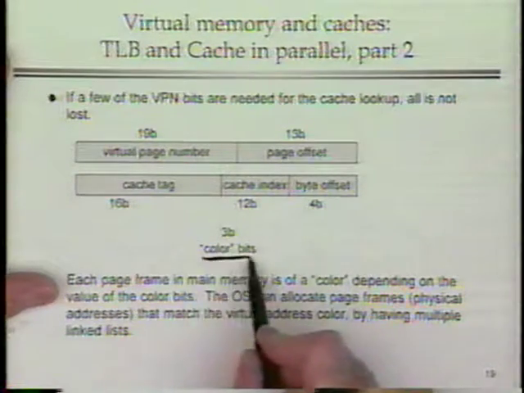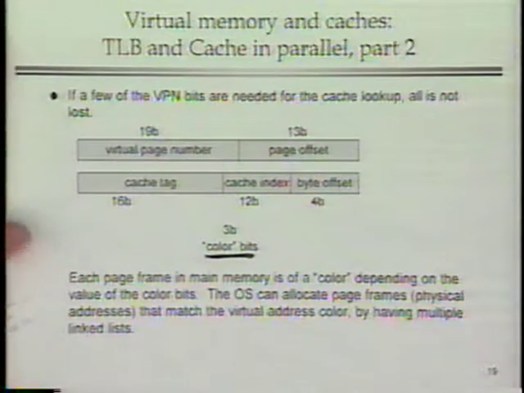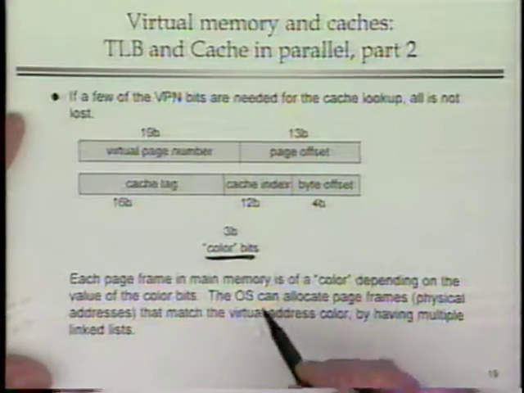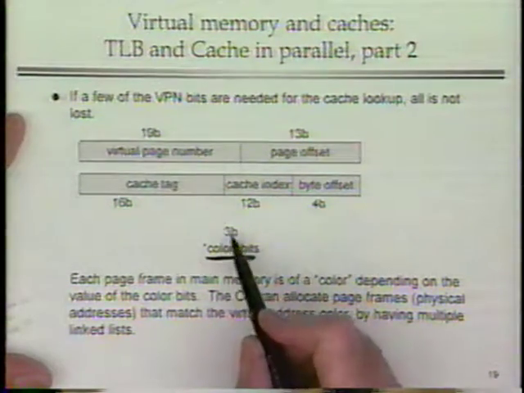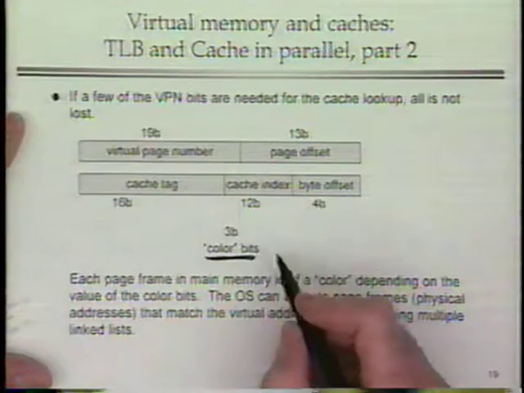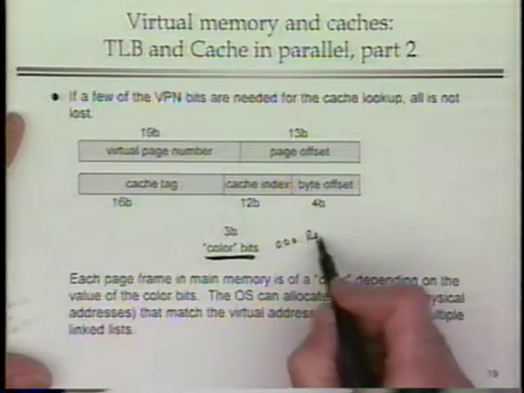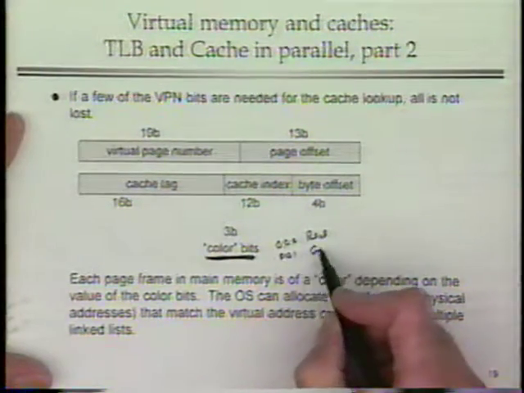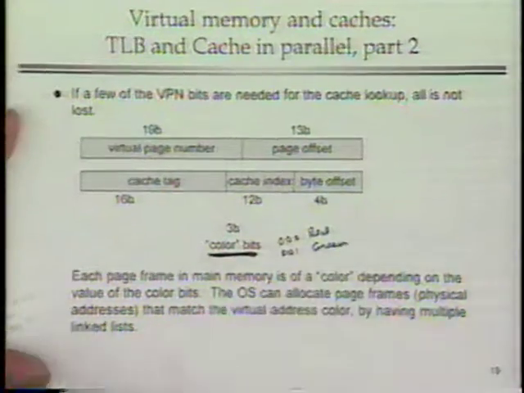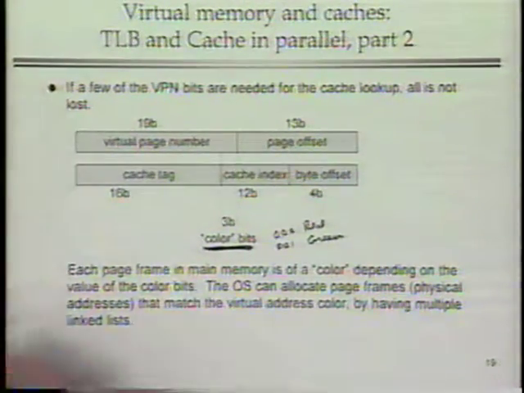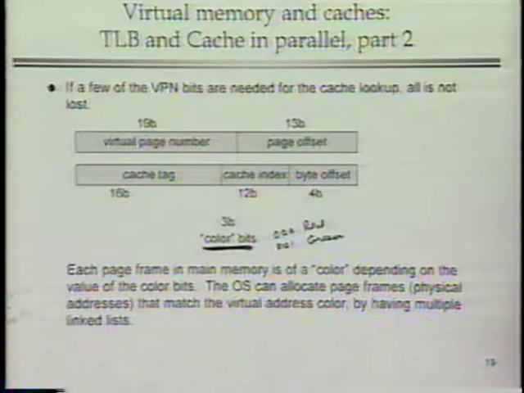And these are called so-called color bits because they basically try to divide pages into different equivalence classes, and all of the pages with those 3 bits 000 you consider red pages, and 001 might be green pages or something like that. I think that's where the term color bits came from. Basically, it's a way of just dividing the pages into different equivalence classes.